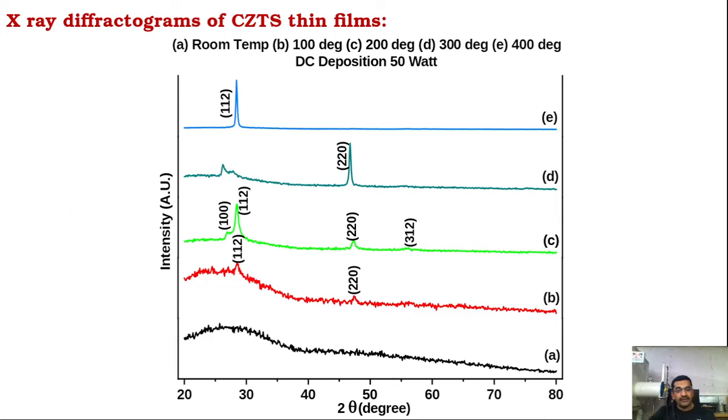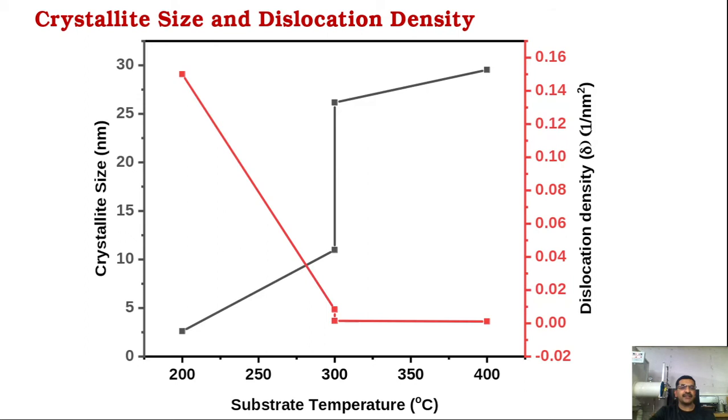Now this is the X-ray diffractogram. By using this X-ray diffractogram, I have calculated crystallite size and dislocation density by using the Scherrer formula. From the Scherrer formula I have obtained crystallite size, and by using crystallite size one can easily find out the dislocation density.